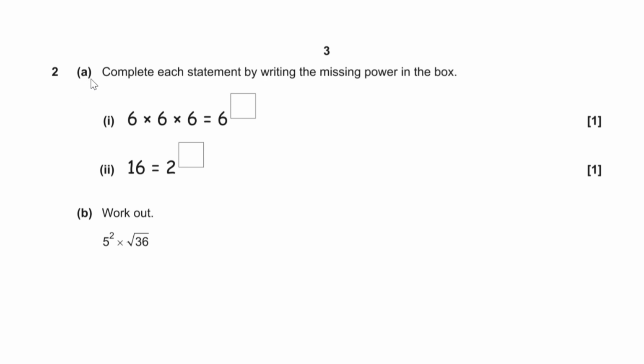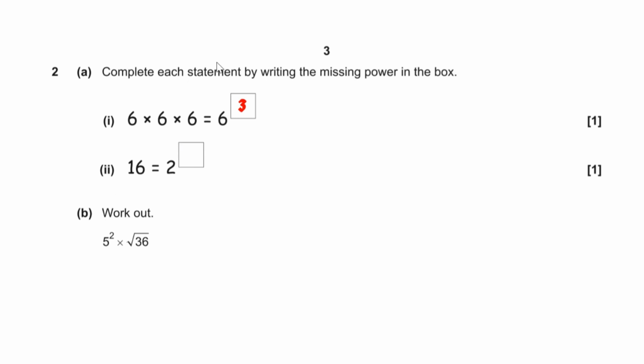Question number 2, Part A. Complete each statement by writing the missing power in the box. 6 multiplied by 6 multiplied by 6 is equal to 6 raised to the power of 3. We are multiplying 6 by itself 3 times.